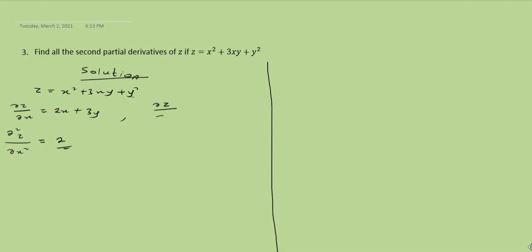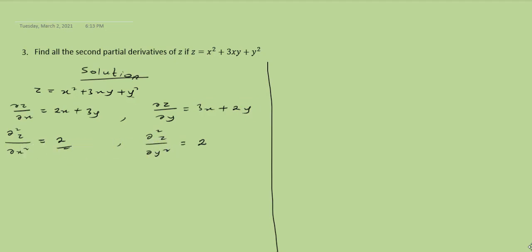dz dy. This will be equal to differentiate, that means I'm differentiating with respect to y. This one will be 0. This one will be 3x plus 2y. Now take the second derivative, the square z over the y square. The answer will be 2 as well because this one does not have y. The answer is 0 if you differentiate this with respect to y. If you differentiate 2y, the answer is 2. So that is not all. I just looked for 2 of the second partial derivatives.